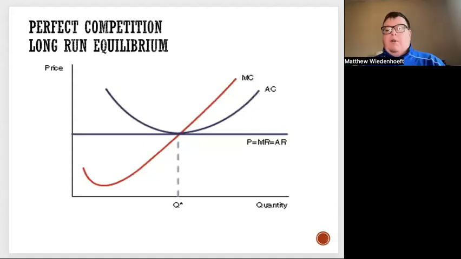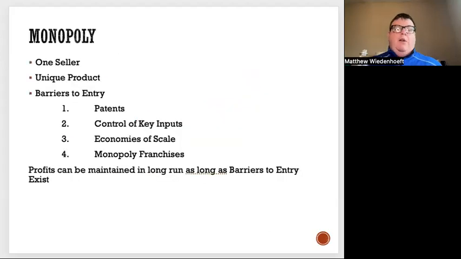Long run equilibrium. Things are always different in the long run versus the short run. Usually it's better in the long run. Price doesn't really change long run supply or pricing. All right, we're talking monopolies.